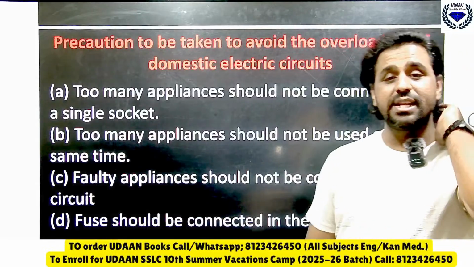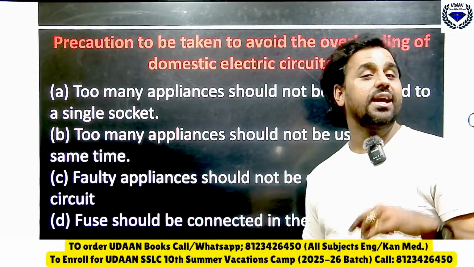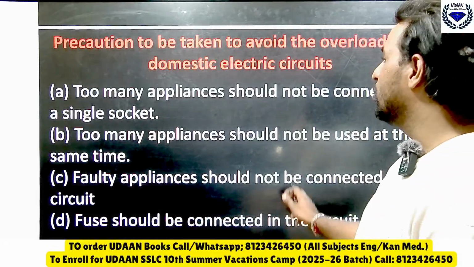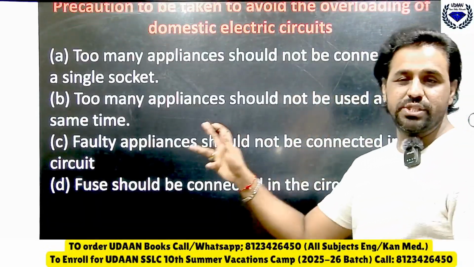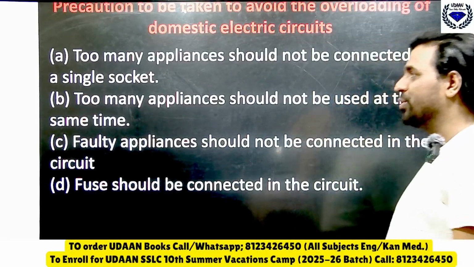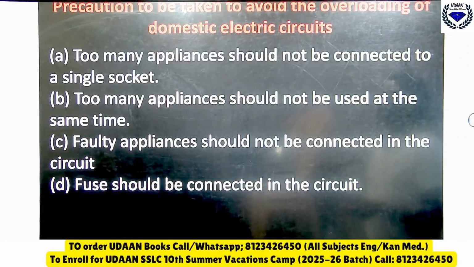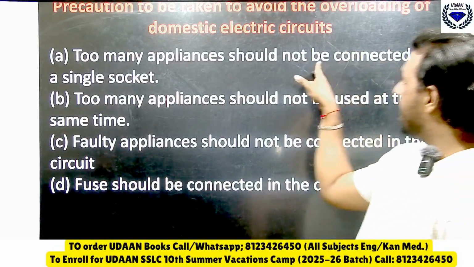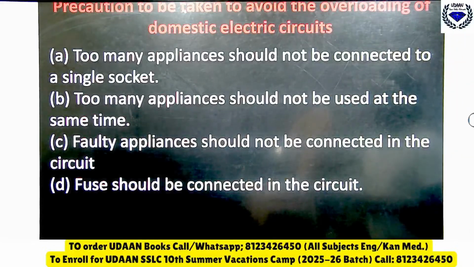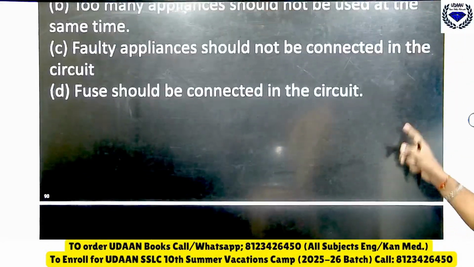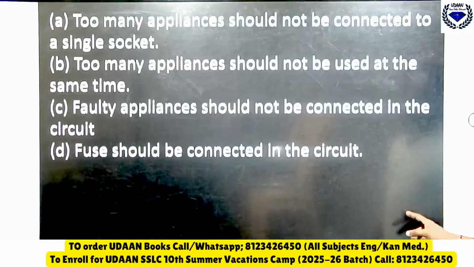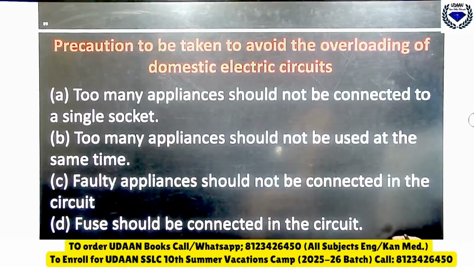Overloading ಆಗಬಾರ್ದಂದ್ರೆ 4 ಪಾಯಿಂಟ್ ಪರೀಕ್ಷೆಯಲ್ಲಿ ಕೇಳಿಬಿಟ್ಟಿದ್ದಾರೆ, ನೀವು ಎಲ್ಲರೂ ಬರೀಬೇಕು. ಓವರ್ಲೋಡಿಂಗ್ ಆಗಬಾರ್ದಂದ್ರೆ ಏನು ಮಾಡ್ಬೇಕು ಹೇಳಿ, ಟೂ ಮೆನಿ ಅಪ್ಲಯನ್ಸಸ್ ಶುಡ್ ನಾಟ್ ಬಿ ಕನೆಕ್ಟೆಡ್ ಟು ಸಿಂಗಲ್ ಸಾಕೆಟ್. ಒಂದು ಸಾಕೆಟಿಗೆ ಬಹಳಷ್ಟು ಅಪ್ಲಯನ್ಸಸ್ ಕನೆಕ್ಟ್ ಮಾಡಬಾರ್ದು. ಟೂ ಮೆನಿ ಅಪ್ಲಯನ್ಸಸ್ ಶುಡ್ ನಾಟ್ ಬಿ ಯೂಸ್ಡ್ ಅಟ್ ಸೇಮ್ ಟೈಮ್. Second, faulty appliances should not be connected in circuit. Then fuse should be connected in circuit. Okay, with that we will finish this session.